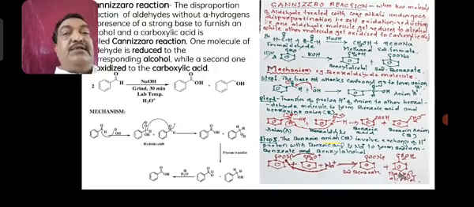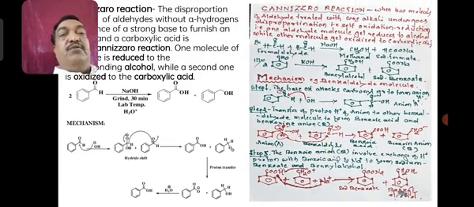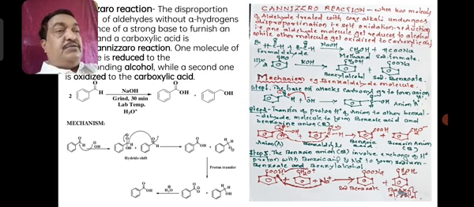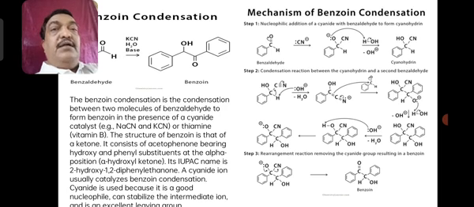So what is the Cannizzaro reaction? I repeat again. When two molecules of benzaldehyde are treated with NaOH, they undergo self-oxidation and self-reduction. That means one molecule oxidizes, another molecule reduces, to give the sodium salt of benzoic acid and benzyl alcohol. Okay, so this involves three mechanism steps. Okay, so this is the third reaction.